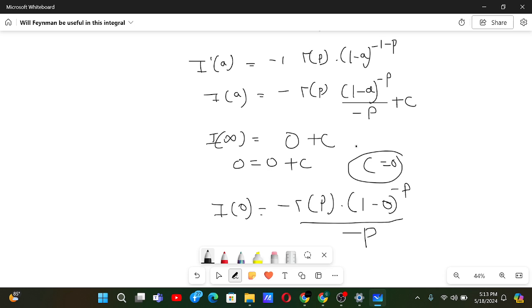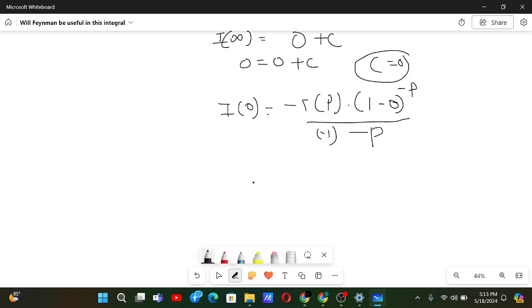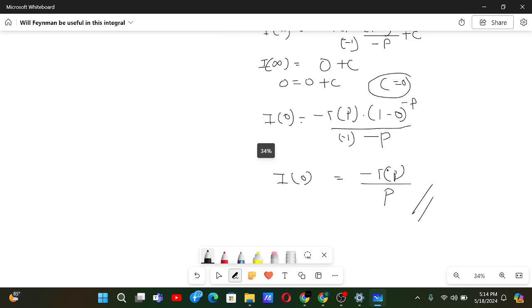So wait a second, I'm missing something over here. Since there's a negative sign over here, I also need to put a negative 1 over here as well. So two negatives, also negative 1 over here. Now this is correct. Now we have I of 0 as minus gamma p by p. And this should be our answer. Let me check. Yeah, minus gamma p by p. So this is finally the answer.